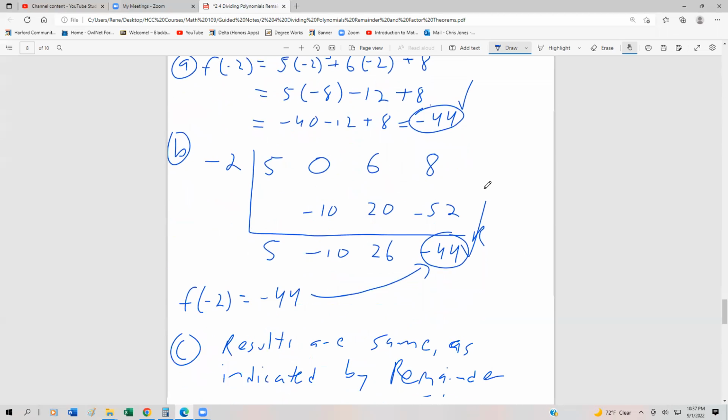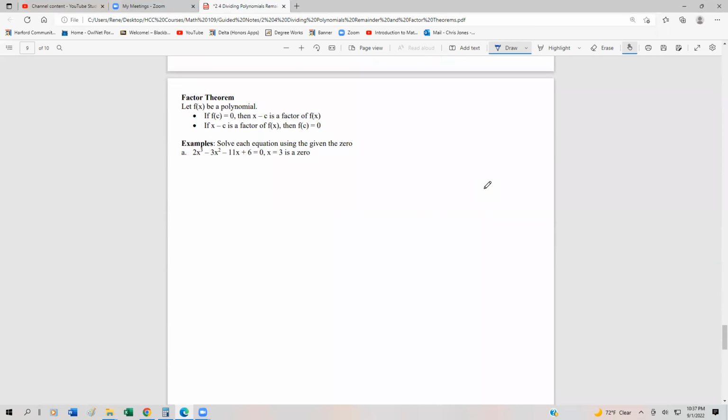Now, there's also a factor theorem, and the factor theorem is actually going to be more useful to us, especially in the next section of the course where we start finding the zeros of polynomial equations that might not be as easy to find. So if f of x is a polynomial, if f at c equals 0, then x minus c is a factor. And if x minus c is a factor of f, then f at c equals 0.